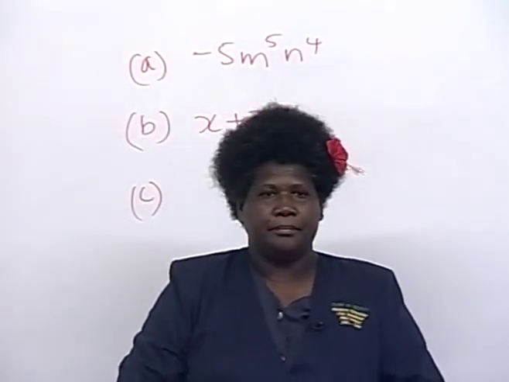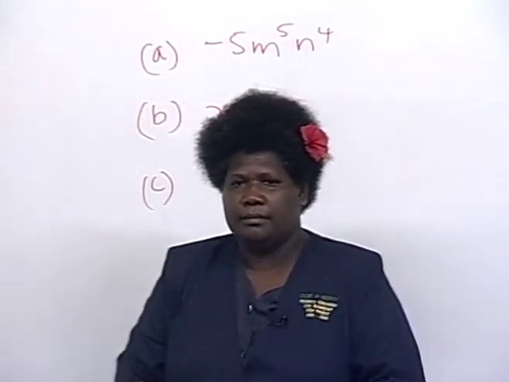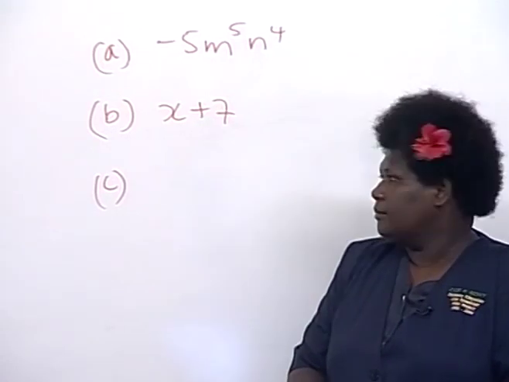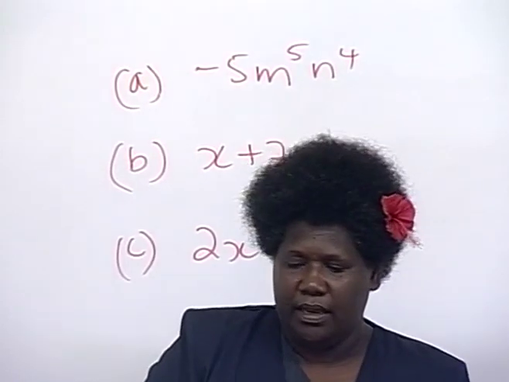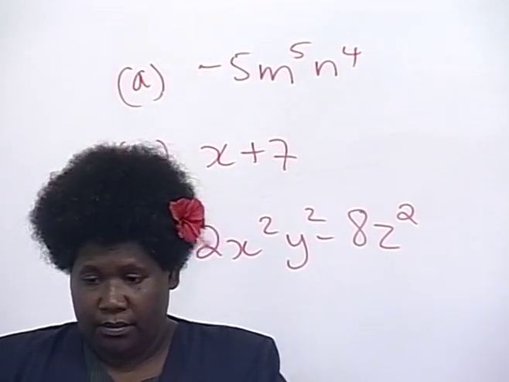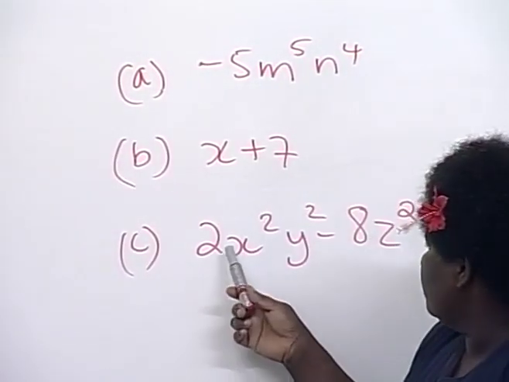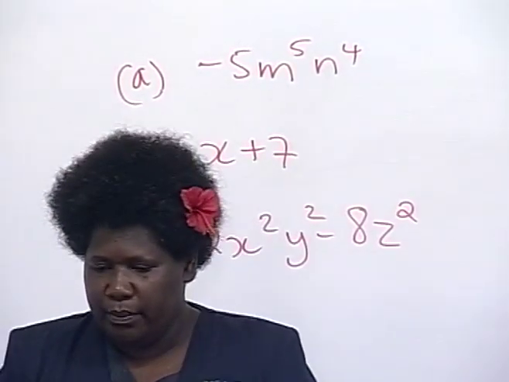C, Velma. x squared y squared minus 8z squared. Okay, good. Remember, it says simplify, and if you're talking about brackets, there must not be brackets in your answer. If you've got a 2 outside the brackets, you're not supposed to, because you're simplifying by removing the brackets.